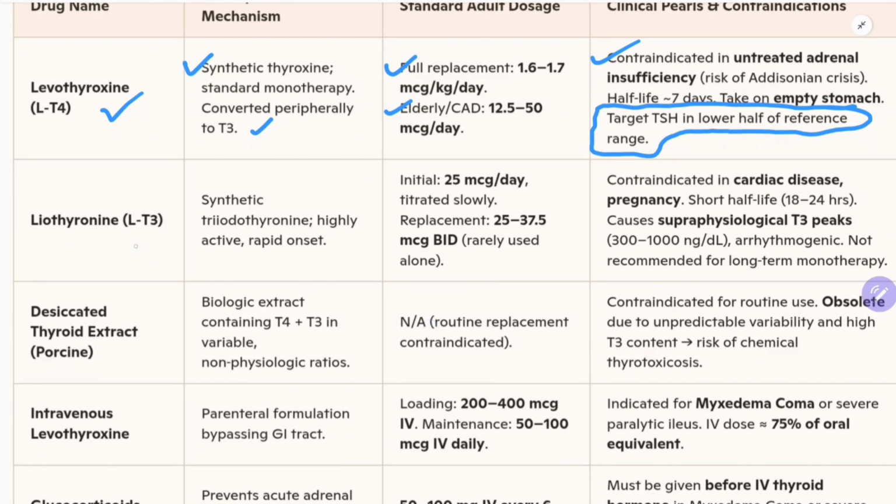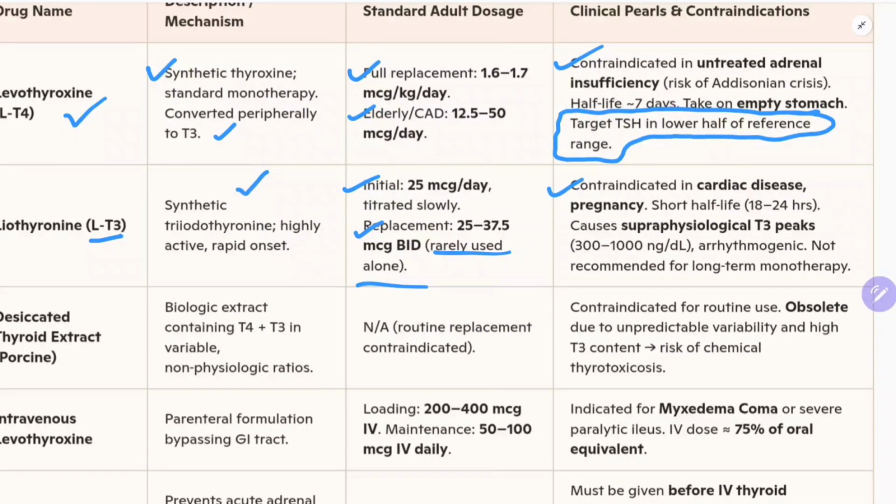Then LT3, synthetic triiodothyronine, highly active, rapid onset. If you are treating with this, initially it is given at 25 mcg per day, titrated slowly. Replacement dose is 25 to 37.5 mcg twice daily, rarely used alone. LT3 is contraindicated in cardiac disease and pregnancy. Short half-life causes supraphysiological T3 peaks and it is arrhythmogenic, not recommended for long-term monotherapy. So it is contraindicated in cardiac disease and pregnancy.